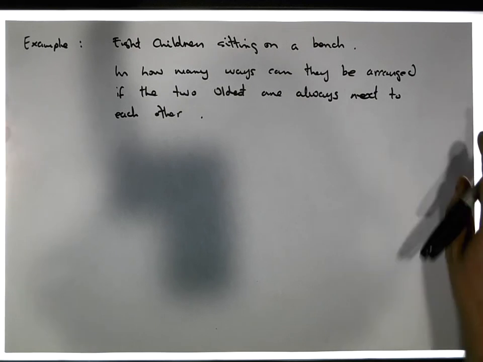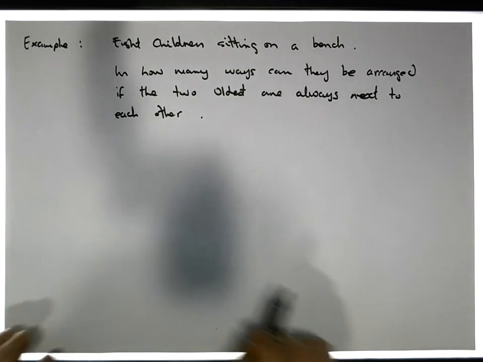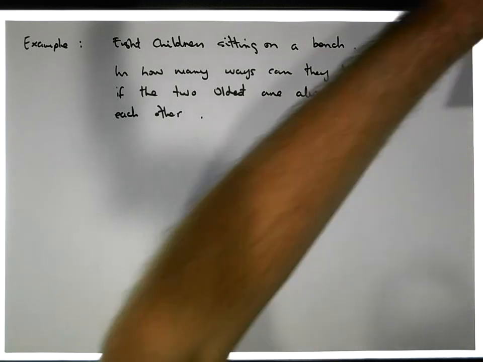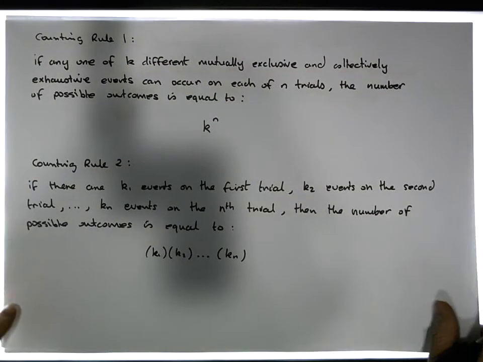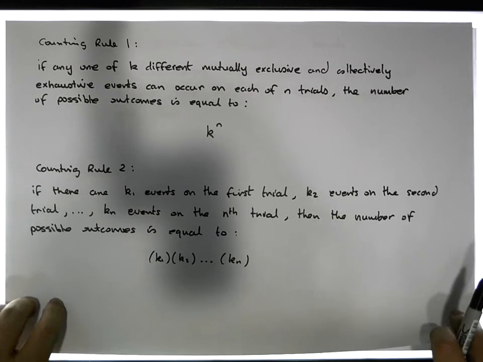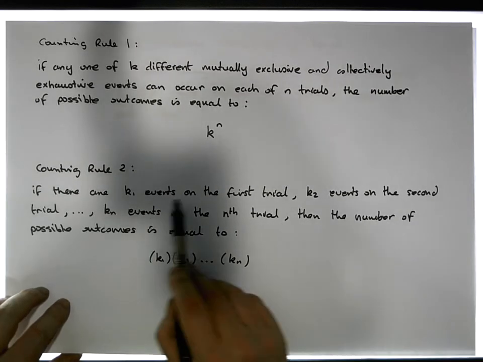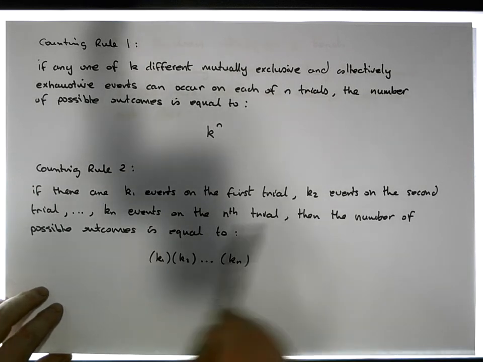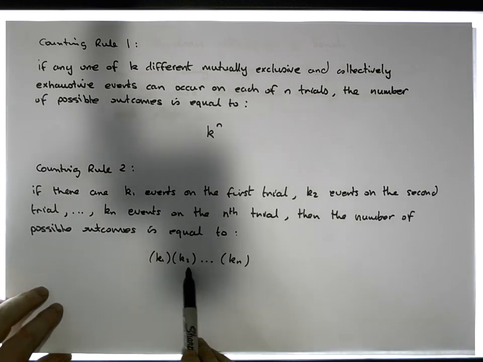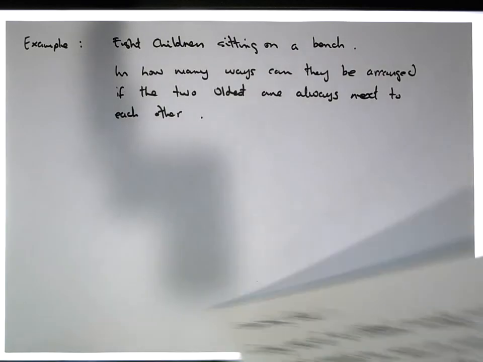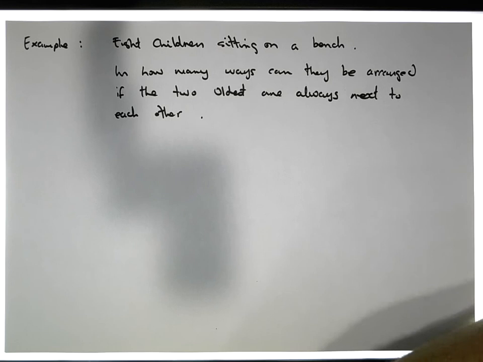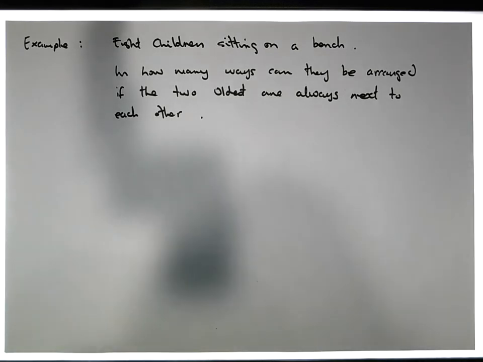Well, I actually wanted to do it a different way, if we consider it based off counting rule number 2. Counting rule number 2 is: if there are k1 events on the first trial, k2 events on the second trial, and kn events on the nth trial, then the number of possible outcomes is equal to k1 times k2 all the way through to kn. I suppose the question is, can I re-represent this in that fashion? And actually, the answer is no. I don't know why I got ahead of myself there.